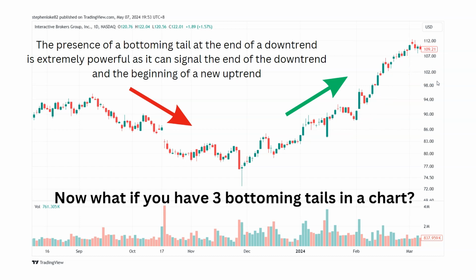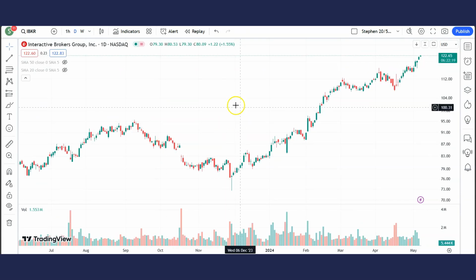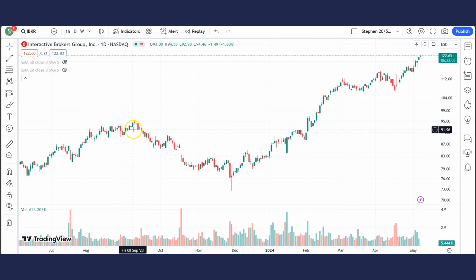Now, what if you have 3 bottoming tails in a chart? Now let's take a look at the chart of Interactive Brokers. This is the daily chart updated. Just now you saw the chart until about here, but ever since March it has gone up higher. We have this stock trading sideways, move down, and then the presence of a bottoming tail in the daily chart, and then after that it moved up.